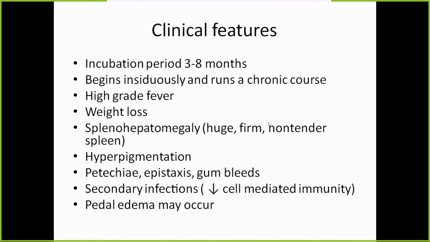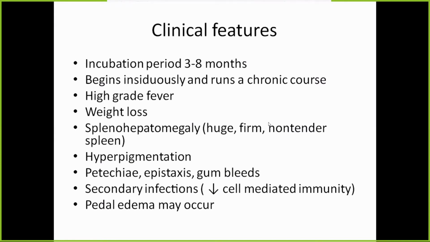So why does this happen? There is thrombocytopenia, or actually pancytopenia, right? So petechiae, epistaxis, and gum bleeds occur due to decreased platelets. There are secondary infections because of decreased cell-mediated immunity, as the leukocyte count and cell-mediated immunity are decreased. So there are secondary infections with other organisms, and there may be pedal edema due to hypoproteinemia. Serum protein level also decreases, so there may be pedal edema.